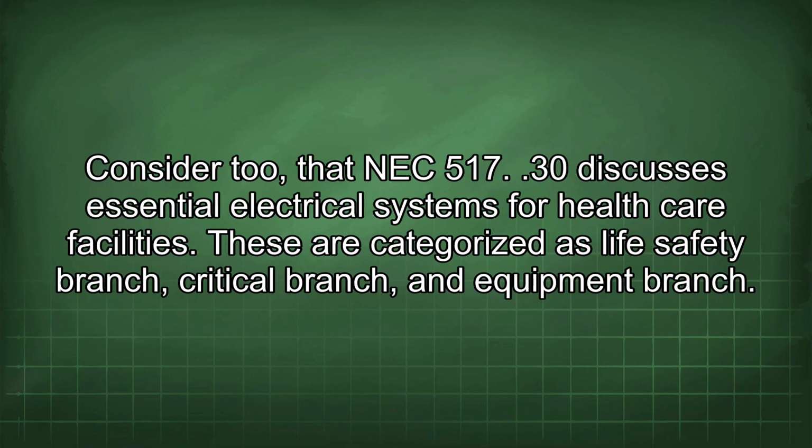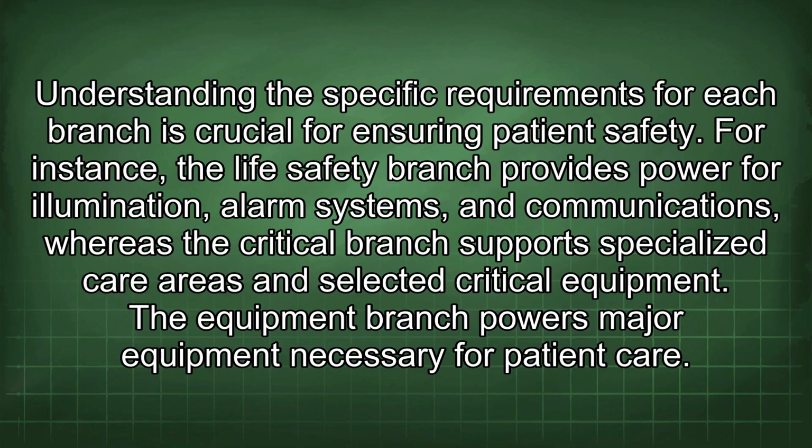Consider too that NEC 517.30 discusses essential electrical systems for healthcare facilities. These are categorized as life safety branch, critical branch, and equipment branch. Understanding the specific requirements for each branch is crucial for ensuring patient safety. For instance, the life safety branch provides power for illumination, alarm systems, and communications, whereas the critical branch supports specialized care areas and selected critical equipment. The equipment branch powers major equipment necessary for patient care.